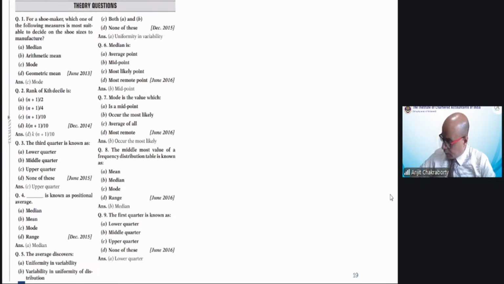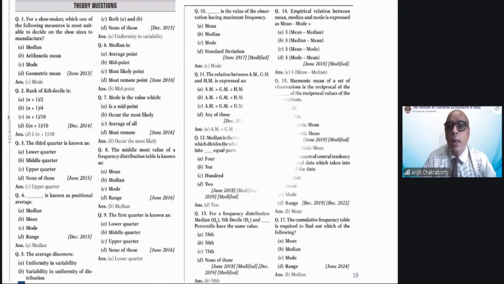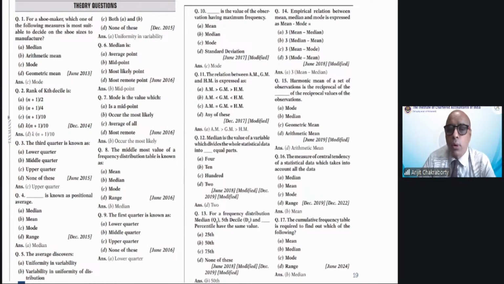Question number 9, let us see. So we look at question number 9. The first quarter is known as what? First quarter is known as the lower quarter. Q1 is the lower quarter. Looking at the next lot of questions.